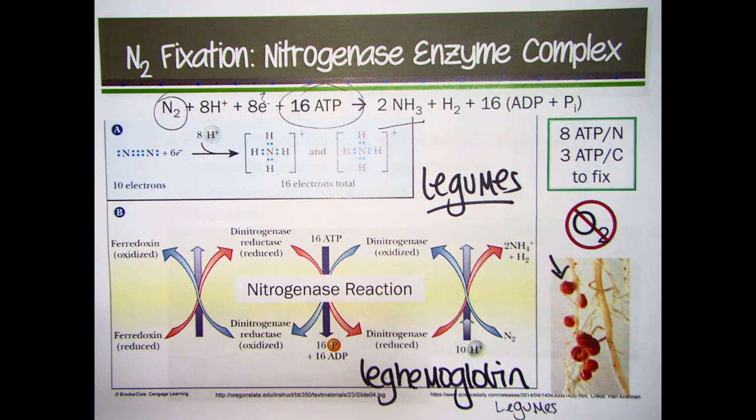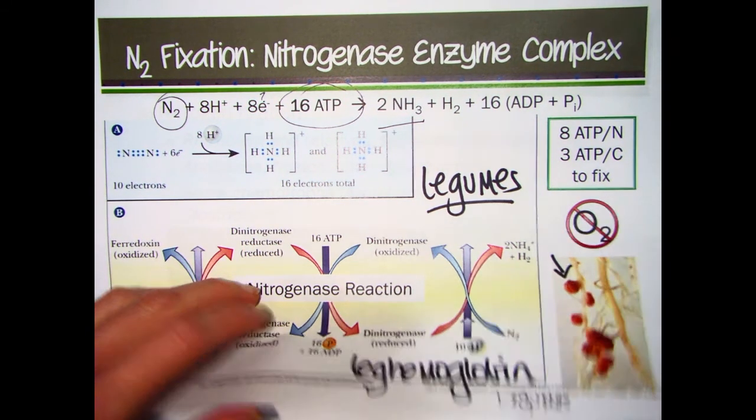So exactly like hemoglobin in animals, leg hemoglobin will bind to oxygen. And so the job of leg hemoglobin is to exclude oxygen from the root nodules so that the nitrogenase enzyme complex can work. All of the organisms, the diazotrophs, all of the bacteria that fix nitrogen have different ways to get rid of the oxygen. But I think that this one is cool because it makes the nodules red. And I thought you guys might remember it more easily because it's like hemoglobin in the legume, so leg hemoglobin.